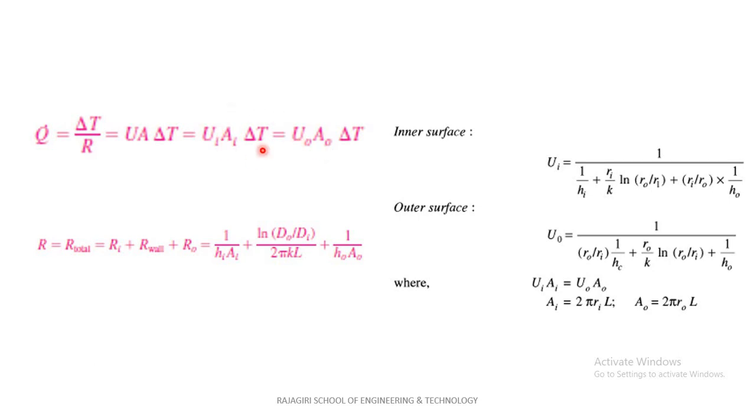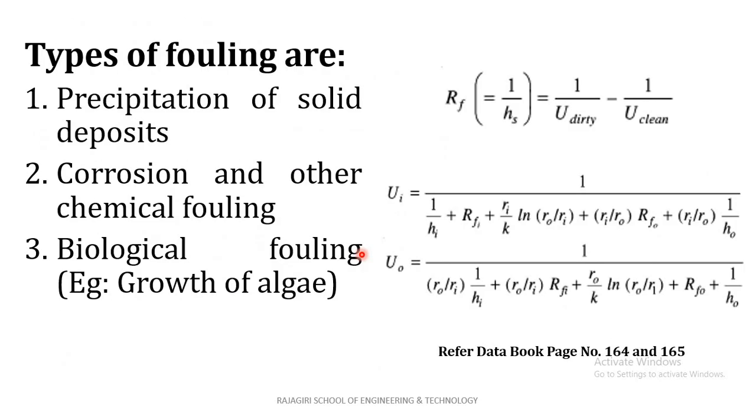ΔT is the temperature difference between the hot fluid and cold fluid. If we take the resistance equation, we have Ai on both sides. So this is the total resistance. This is the inside convection resistance. This is the wall resistance, the conduction resistance. This is the outer convection resistance.